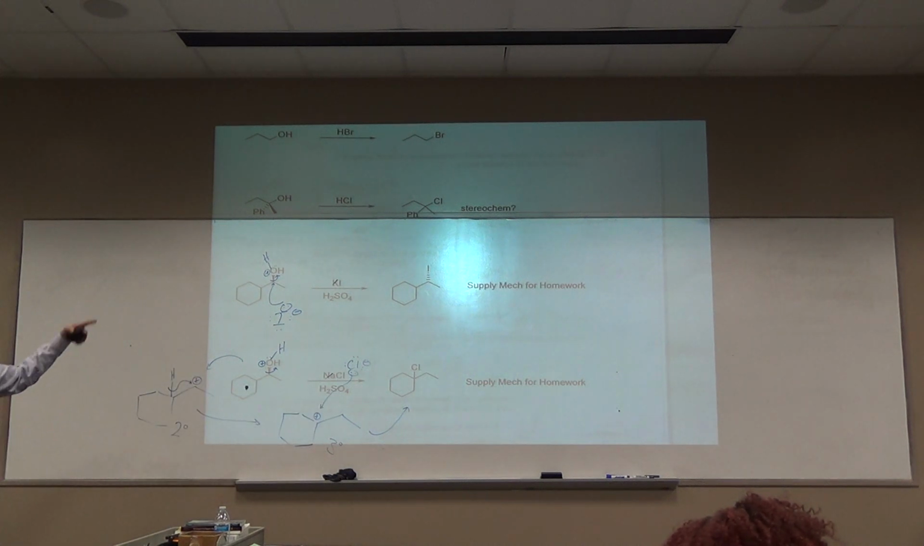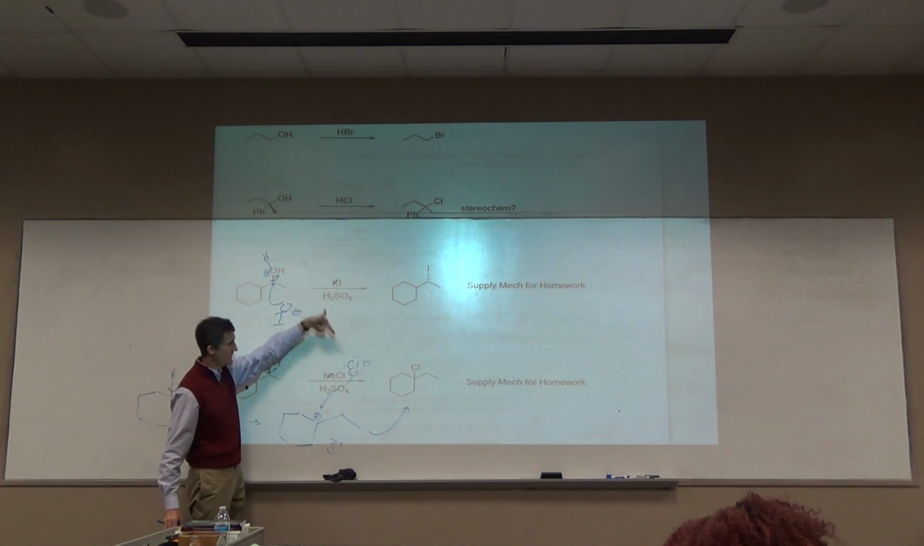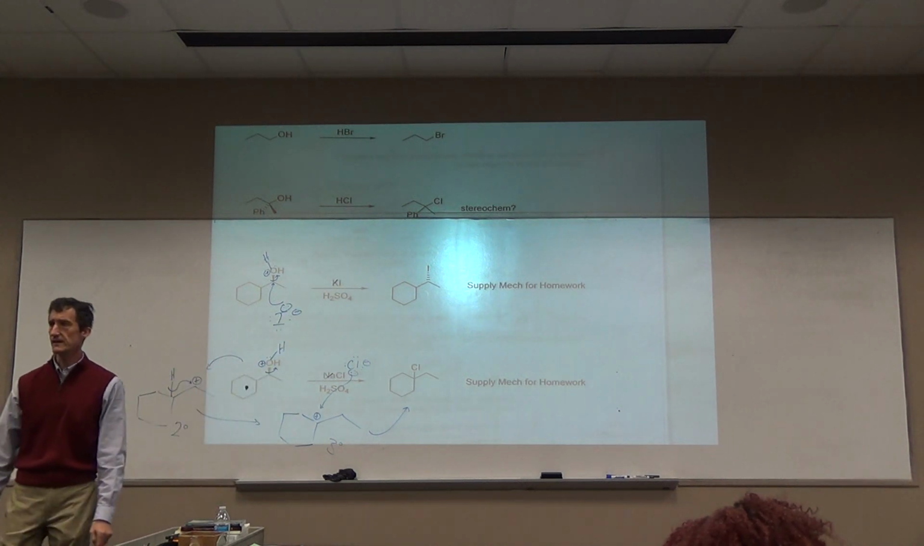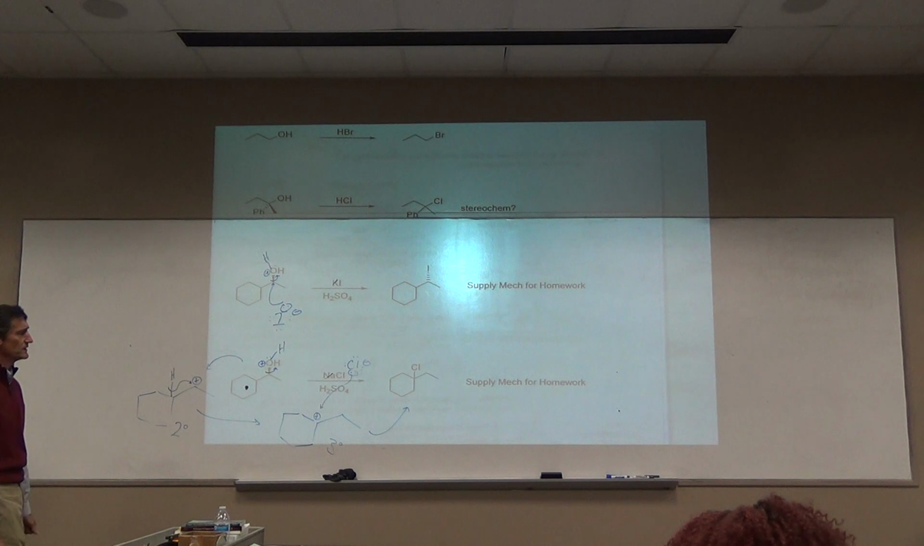Okay, why two different outcomes? It's the same starting material. Obviously, it's the difference between I minus and Cl minus. Why the different outcome and mechanisms here? Because of the product that was already shown. Well, I'm giving you products, yes, but why did the top reaction go by SN2, and why does the bottom reaction go by SN1?